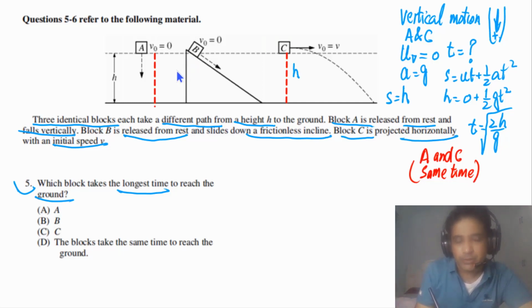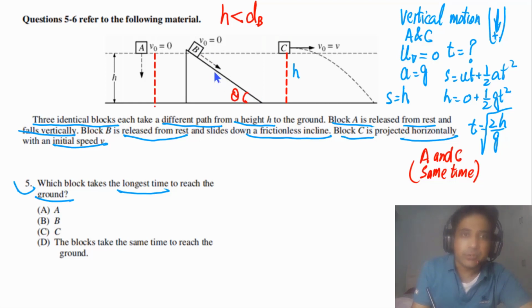Now if you look at block B, we need to understand the acceleration along this plane, and also that the vertical displacement h of A and C is shorter than the distance traveled by B. So B will travel a longer distance. Now if you look at the acceleration of B, imagine that this angle is theta. We can draw the forces acting on this block. We have one force, mg, and the other force is the normal reaction force.